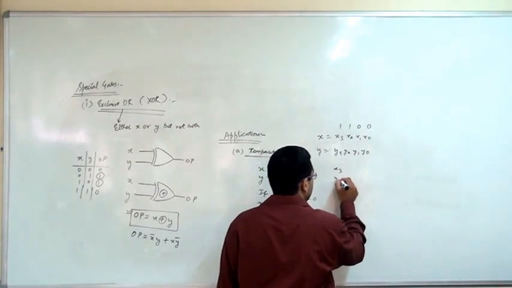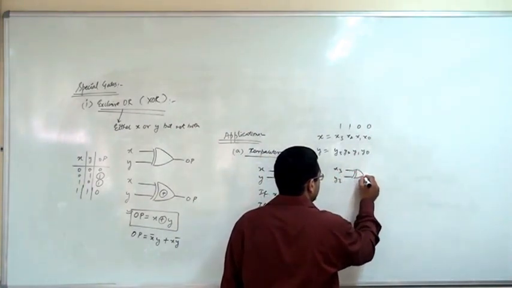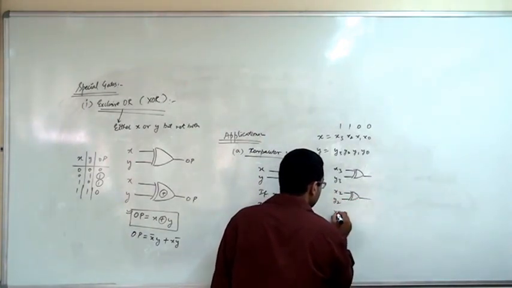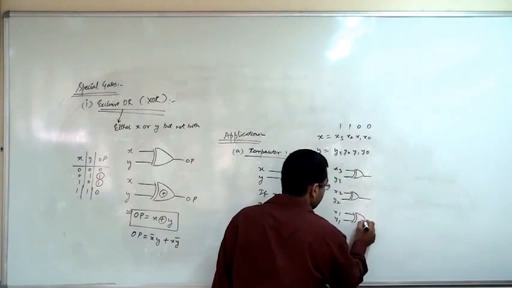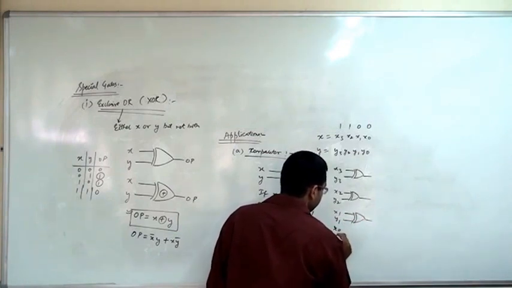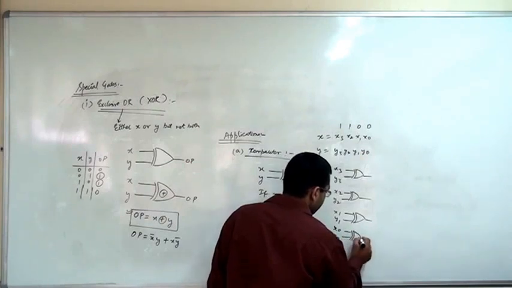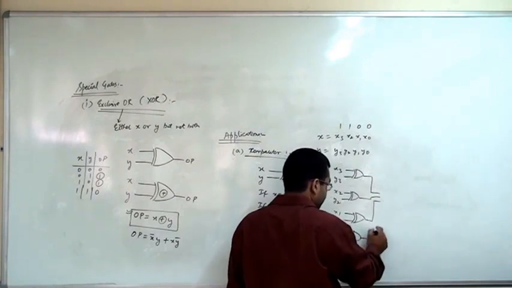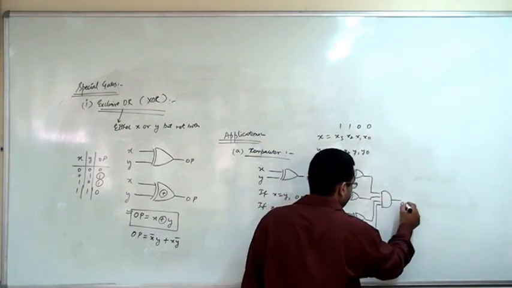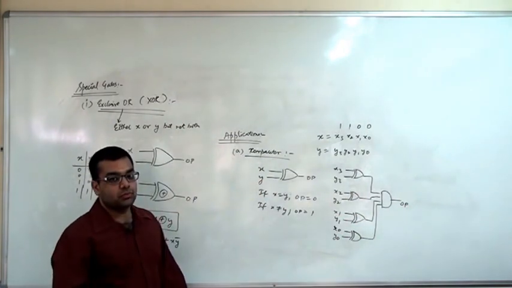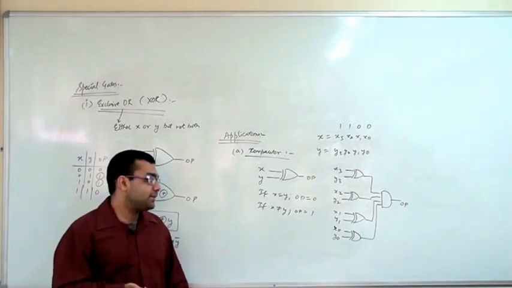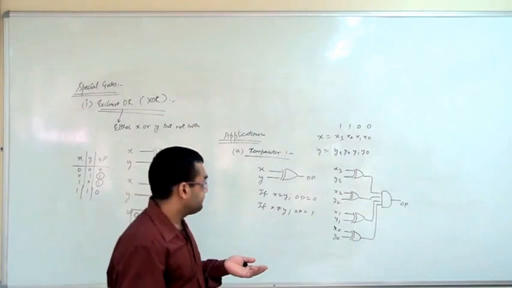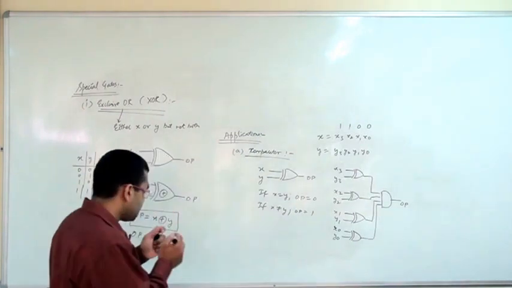Say X3, Y3 XOR, X2, Y2 XOR, X1, Y1 XOR and X0, Y0 XOR. Then you combine these. If I get the output as 0, the two numbers are equal. If I get the output as 1, the numbers are not equal. Okay, simple application.